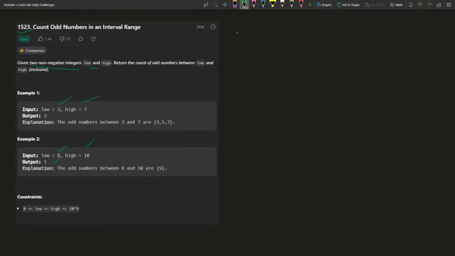But let's see the code, how we can solve this particular problem, how we can implement it in C++, Java and Python programming languages. As this is a one line solution, we are going to implement it in 3 different programming languages.